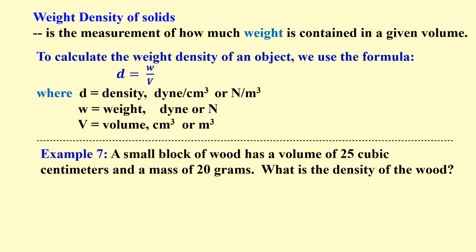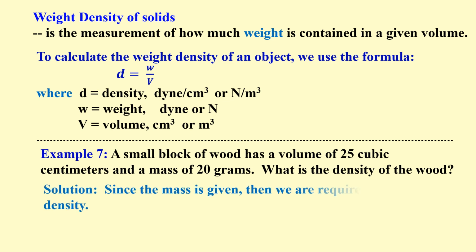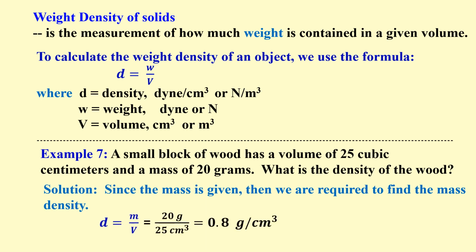Example number 7. A small block of wood has a volume of 25 cubic centimeters and a mass of 20 grams. What is the density of the wood? Since the mass is given, then we are required to find the mass density. Using the formula D equals m over V and substituting, the final answer is 0.8 gram per cubic centimeter.